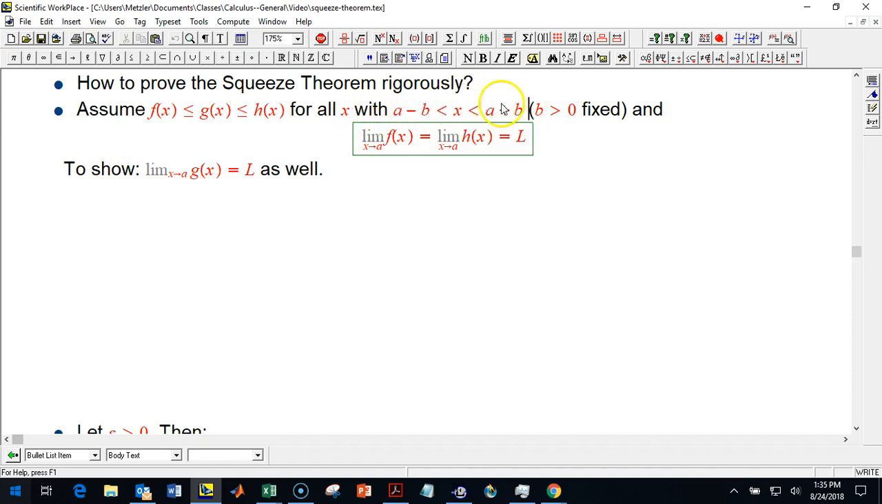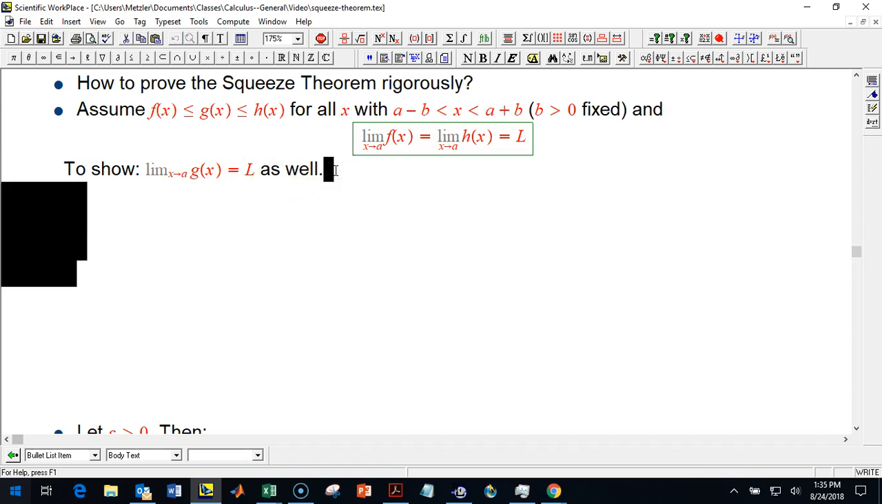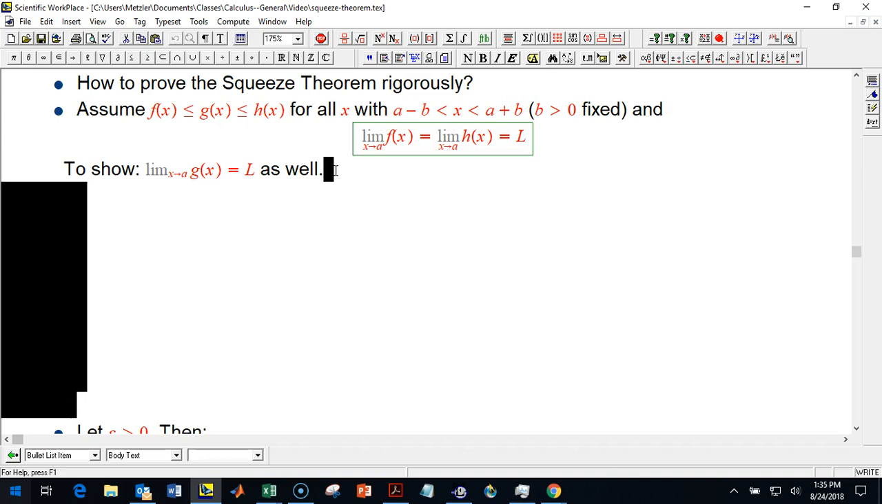Okay, and b is going to come in a very minor way into the proof. And we are assuming that the two outer functions have known limits and those limits are equal. That's really crucial. Okay, to show is that the limit as x goes to a of g of x is L as well.